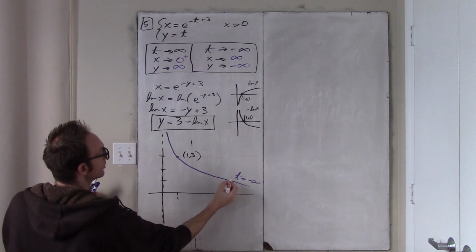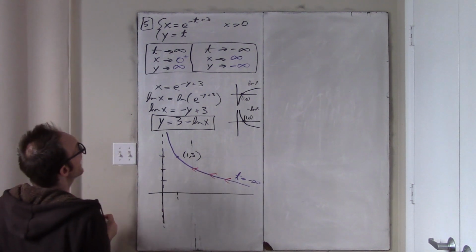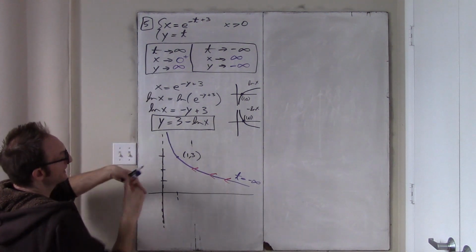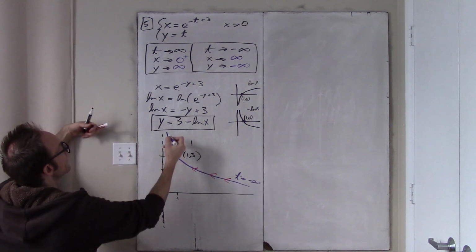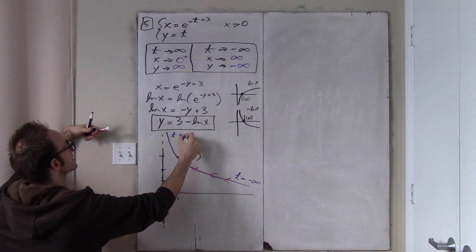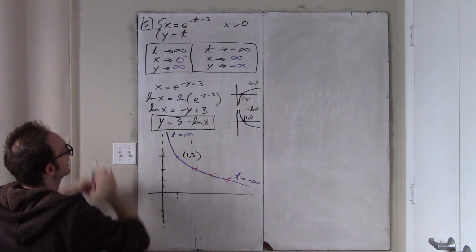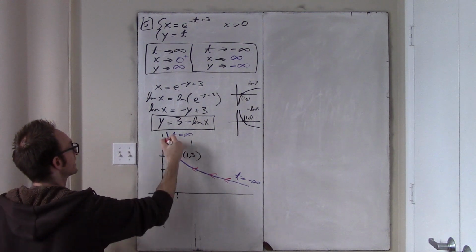Seemingly. So boom, boom, boom. And now what happens as t approaches infinity? Then I am up here at 0 plus, comma, infinity. So that's up here.